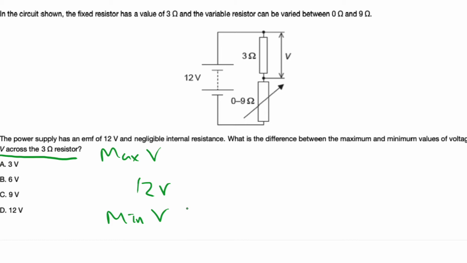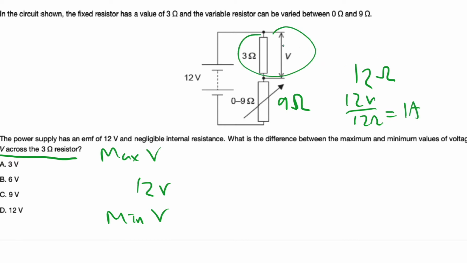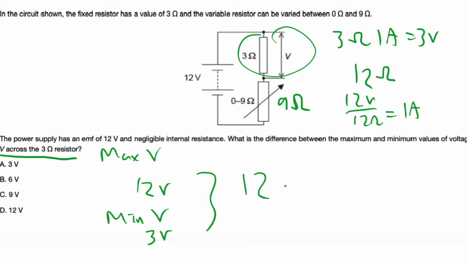And for minimum voltage, the variable resistor is going to have a resistance of 10 ohms, so the total resistance is going to be equal to 13 ohms. Then the current through the circuit is going to be equal to 12 volts over 12 ohms, which is equal to 1 ampere. Then the voltage across this resistor here is going to be equal to 3 ohms times 1, which is equal to 3 volts. So the difference is going to be equal to 12 minus 3, which is equal to 9 volts.